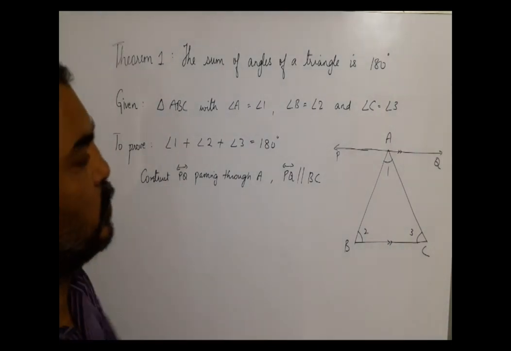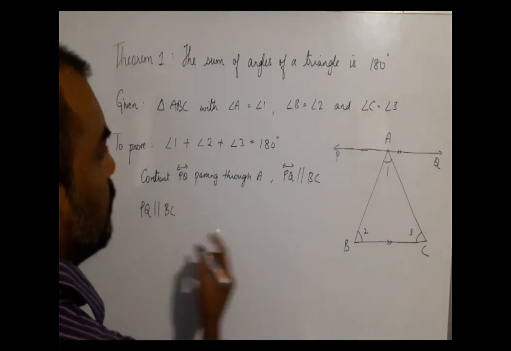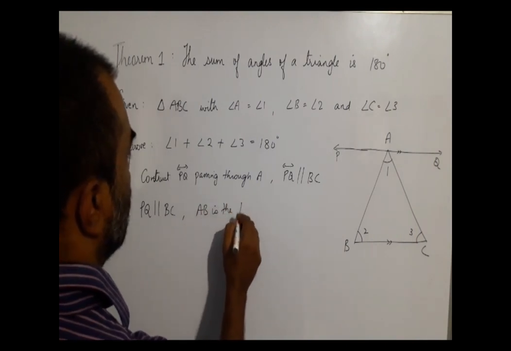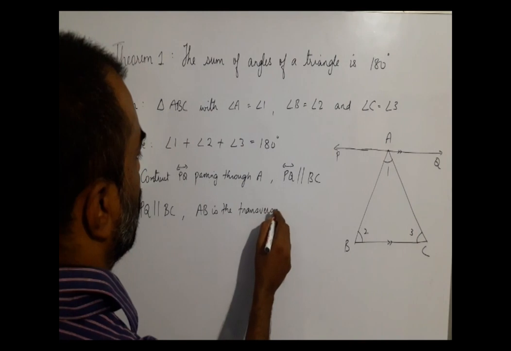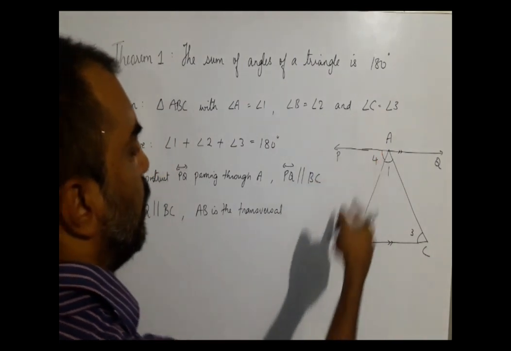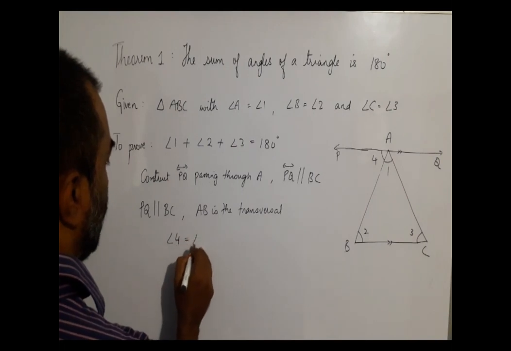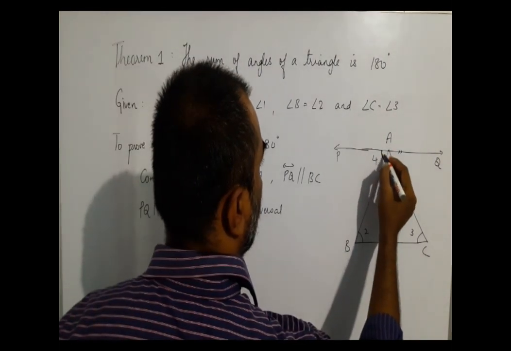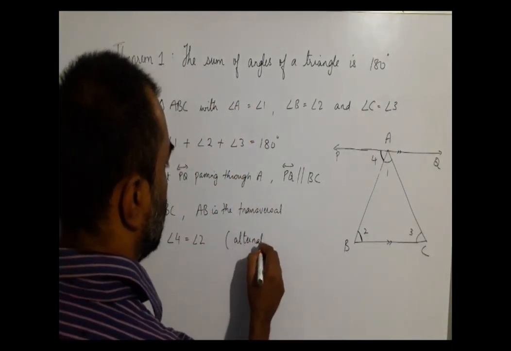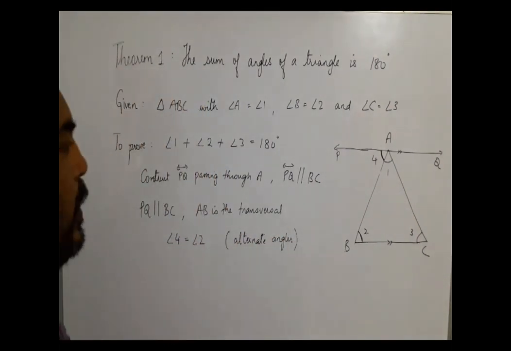Now let us use the properties we know. We have PQ parallel to BC. Let AB be the transversal. Let me name this angle, PAB, as angle 4. Here we have angle 4 equal to angle 2. Can you tell me why angle 4 is equal to angle 2? Yes, because they are alternate angles, angle 4 is equal to angle 2.